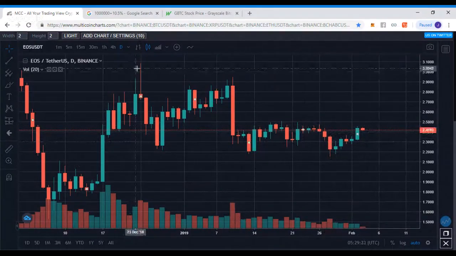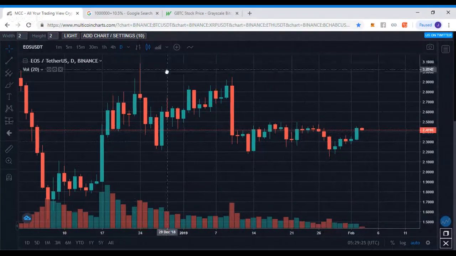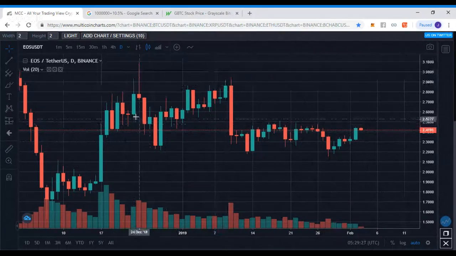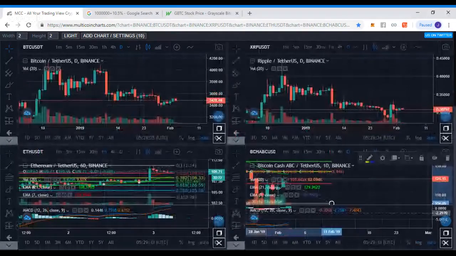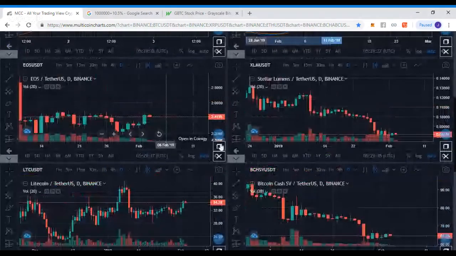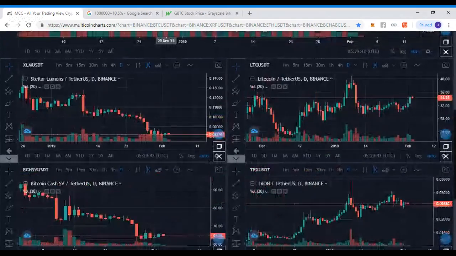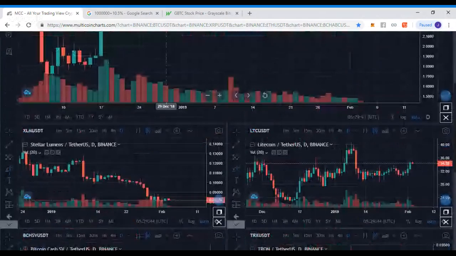Where are my price levels? Strange. Hold on. Let me do this again. For some reason, I wasn't seeing my price levels to the upside with EOS. Let's try this one more time. And we're looking at it versus Tether.